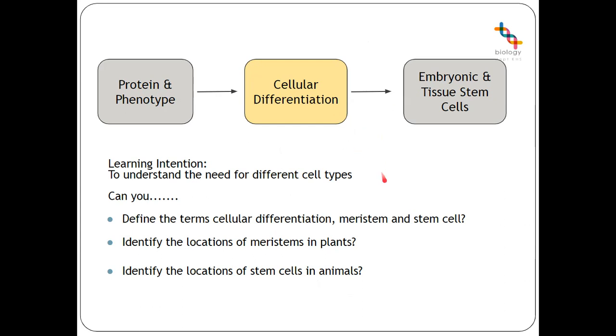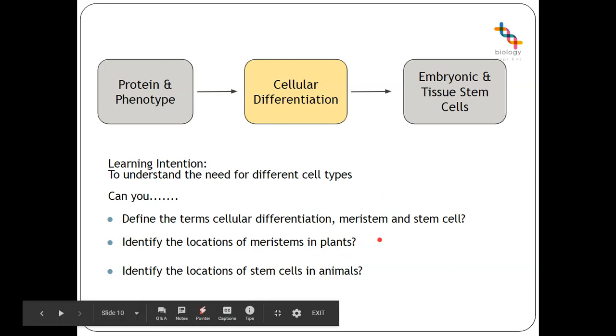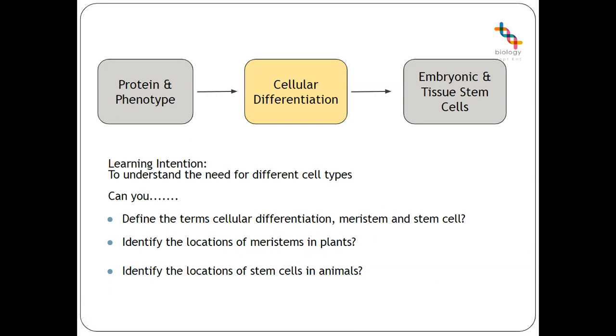So you should be able to define the term cellular differentiation, the process by which cells express certain genes to produce proteins for that cell. A meristem being the stem cell of a plant, and a stem cell being special types of undifferentiated cells within an organism. Locations of meristems in plants, either at the root tip or the shoot tip, and laterally in the sides of the stem. The location of stem cells in animals can be found either in the blastocyst stage of a fertilised embryo, or in various tissues throughout the human body, such as the skin, the brain, or the bone marrow.